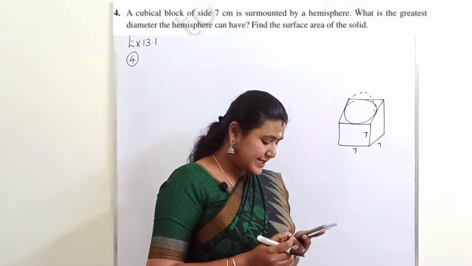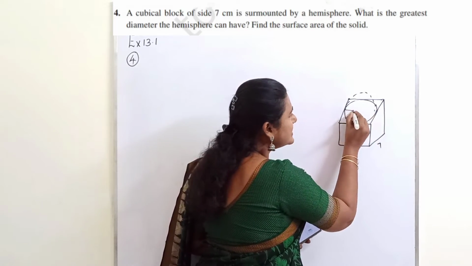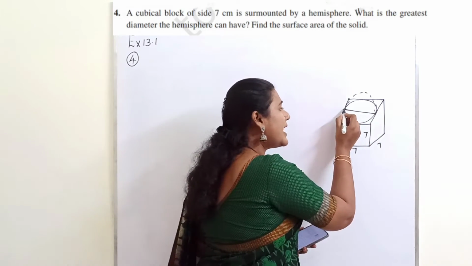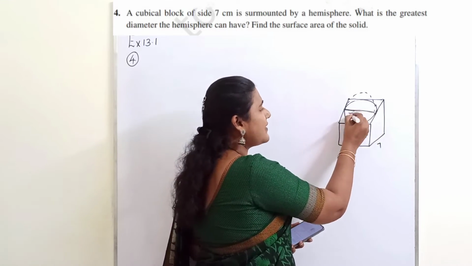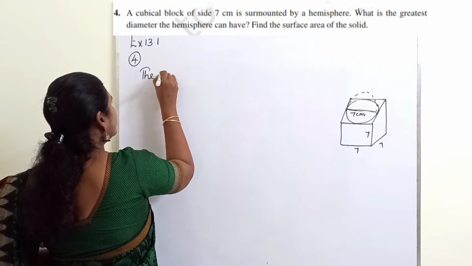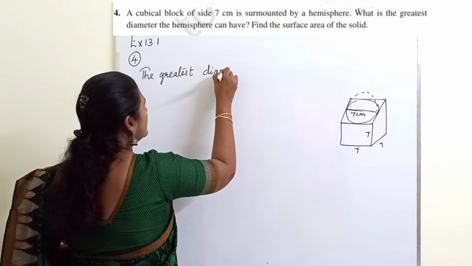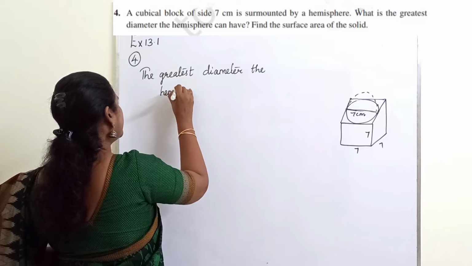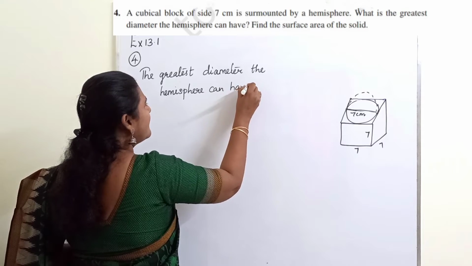What is the greatest diameter the hemisphere can have? From this diagram itself you can see and tell what will be the diameter of this hemisphere. The diameter of this hemisphere will be the side of the cube, that is 7 centimeter. So the answer for the first part, the greatest diameter the hemisphere can have, is equal to 7 centimeter.